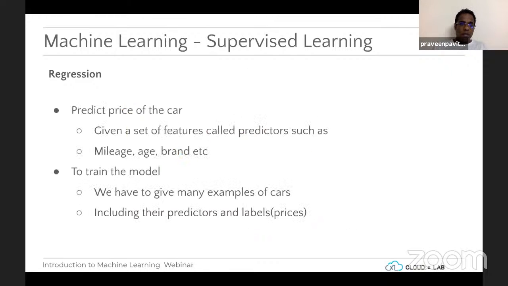Okay, so we have some questions on that. As we said, predict the price of a car for a given set of features. So you'd give me mileage, age, brand, etc. And then you would have to get a lot of examples of these cars, with their prices. These are what we call predictors, which are also called features. So for example, the mileage, age, and brand are predictors or features, and the price is the label. In the other case, when we're talking about the spam filter, the label is just spam or ham.